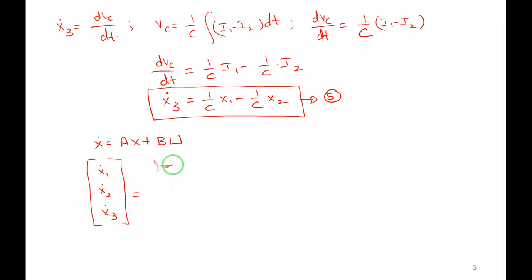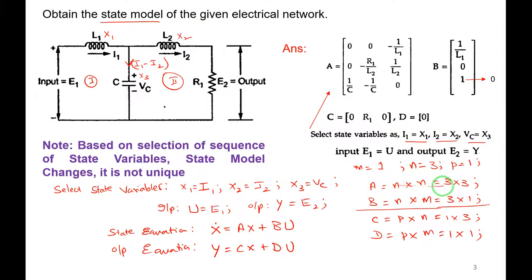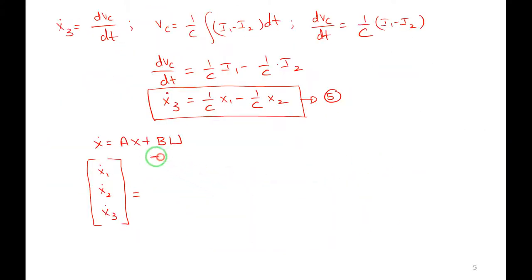Then matrix A. What is the size of A? It is a 3 cross 3 matrix, right? One element, second element, third element, 3 cross 3. Let me put the dots so that I can fill it. Then what is x? There are 3 states, x1, x2, x3.